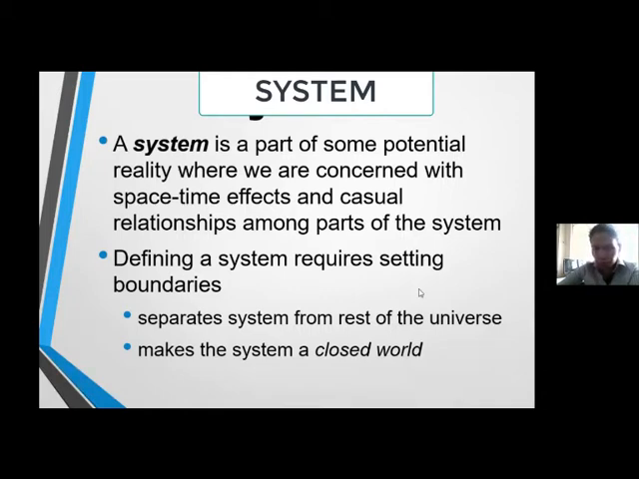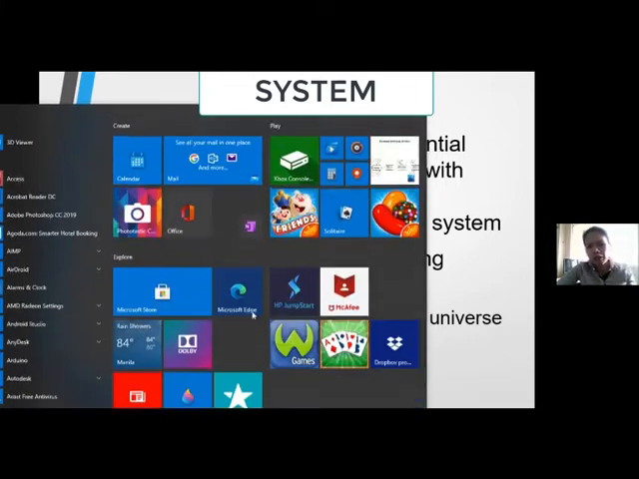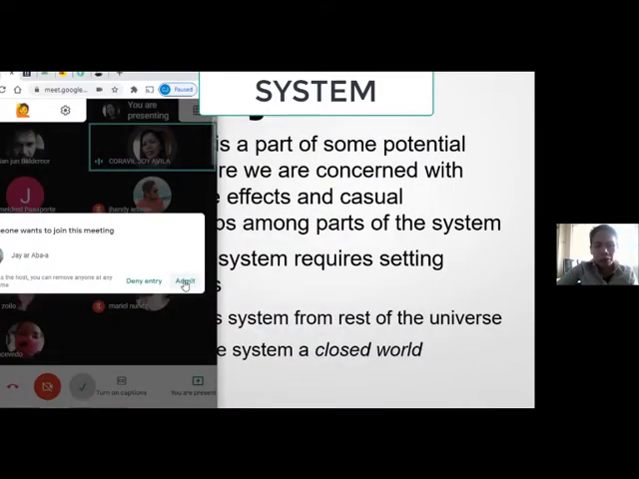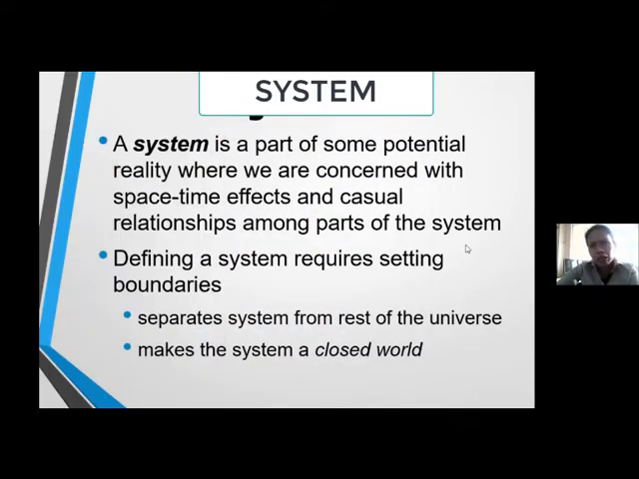When we define a system, according to the book on modeling and simulation, it refers to a part of potential reality where we are concerned with space, time, and effects in the causal relationships among parts of the system. That is the definition from the book. The title of the book is Modeling and Simulation Using Python. I also looked at the book using Java, and they have almost the same definitions. I just took this one from the Python book.